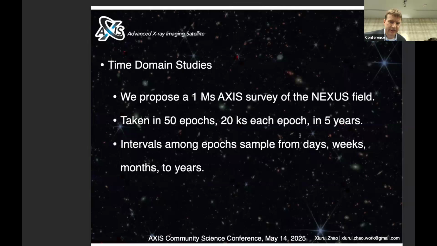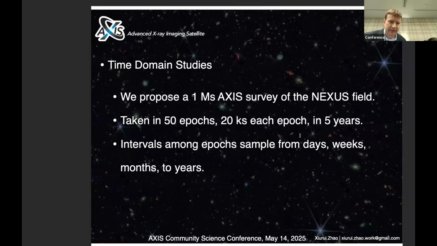So here we propose to do a 1 million seconds AXIS survey of the Nexus field taken in 50 epochs. Each epoch has 20 kiloseconds in 5 years. So this allows us to sample the variability of the sources from days, weeks, months to years.